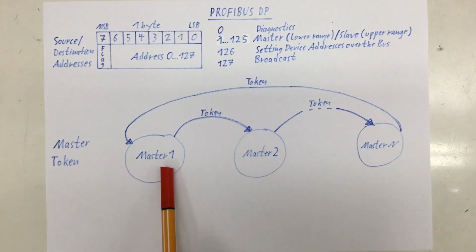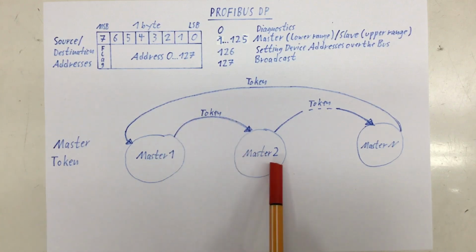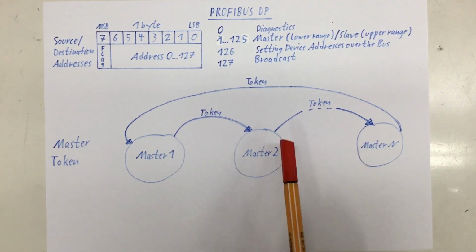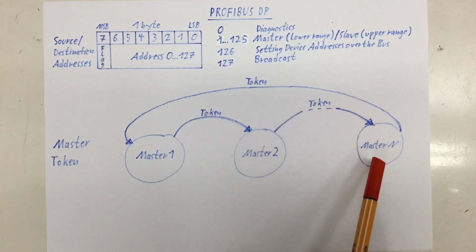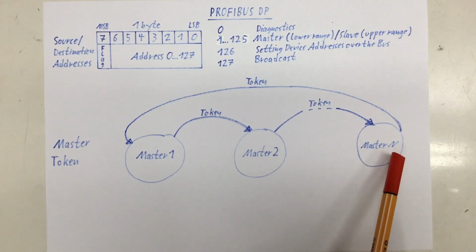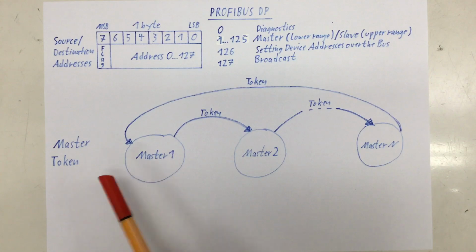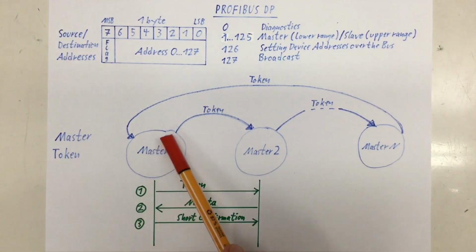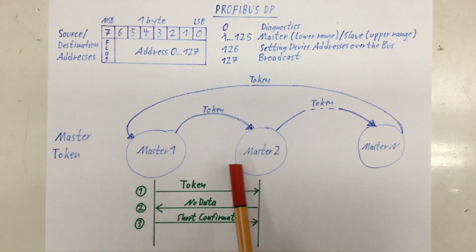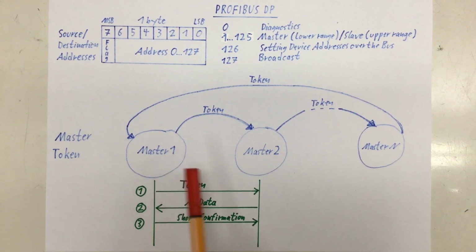So for example, master 1 passes a token to master 2, and then over more steps a token is passed to master n, which passes the token back to master 1. It's a daisy chain.